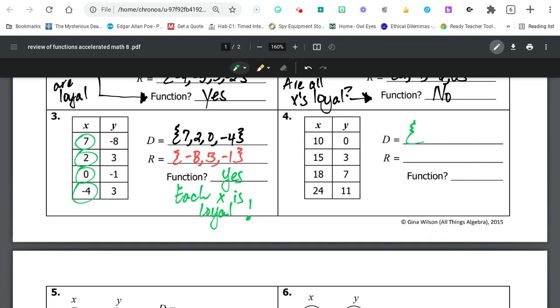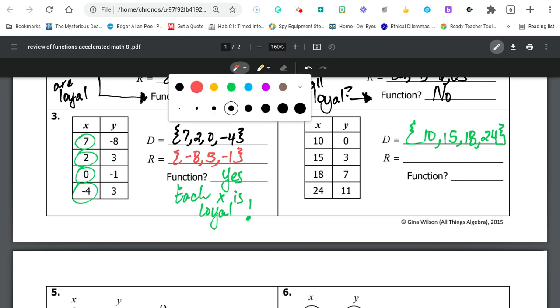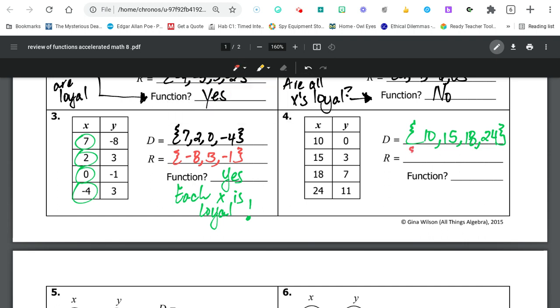All right, your domain x is 10, 15, 18, and 24. All right, your range, the set of all y's, is 0, 3, 7, and 11. And you just ask yourself, is it a function?